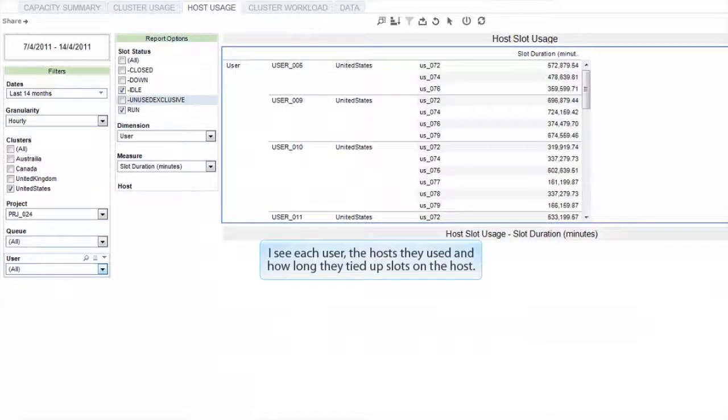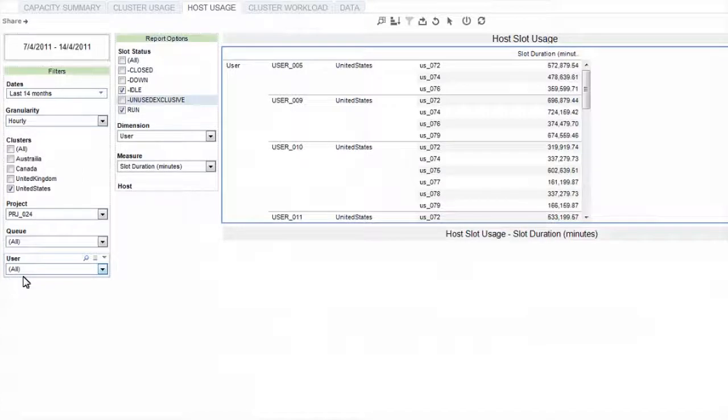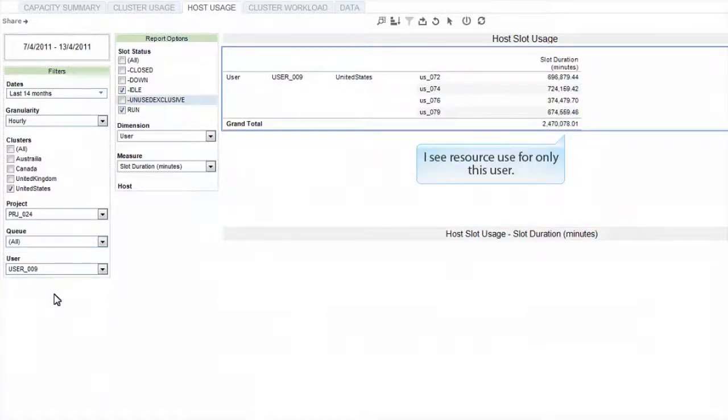Now I see each user, the hosts they used, and how long they tied up slots on the host. I can drill in further and look at host use by just one user. And I see the machines that their jobs ran on and for how long.